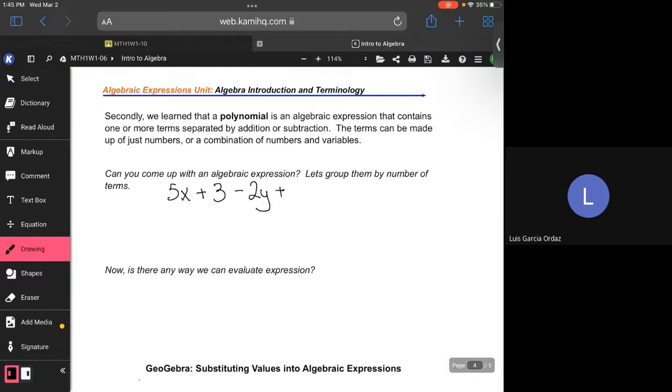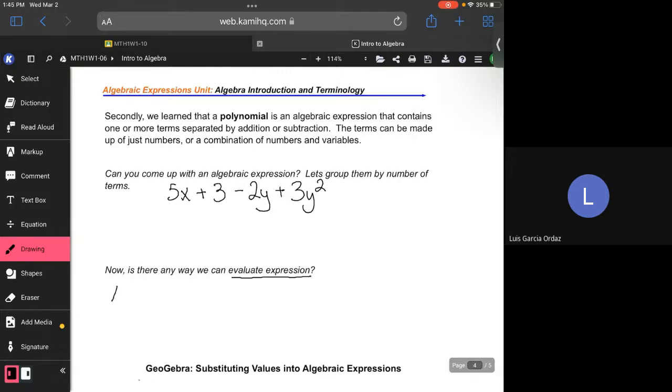Someone give me a different one. So far we got 5x plus 3 minus 2y, and then we're missing one more term. Someone give me one more different term. 1 over 4. No, 1 over 4 and 3 are known as constants, so they're the same. Gian, that's fine. 3y squared. Okay. So now we need to figure out if there's any way to evaluate this expression. There is a way. I just have to assign x and y a specific value.